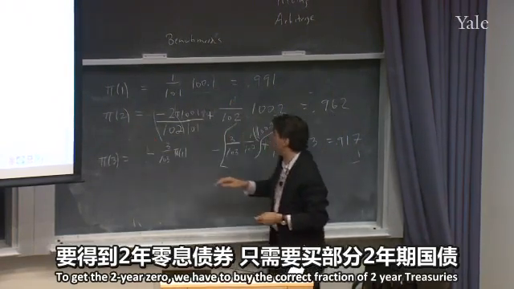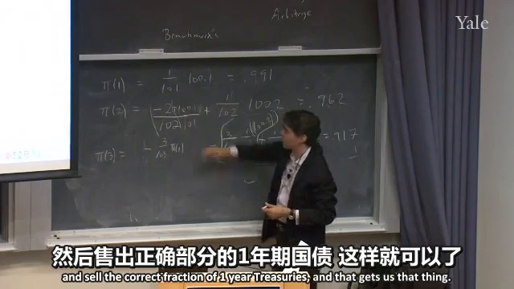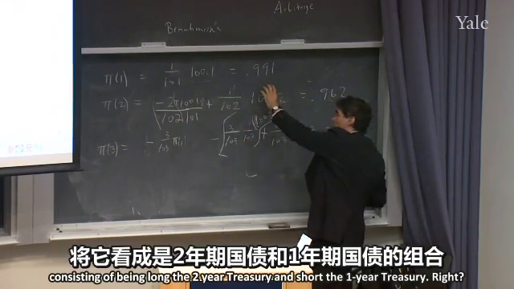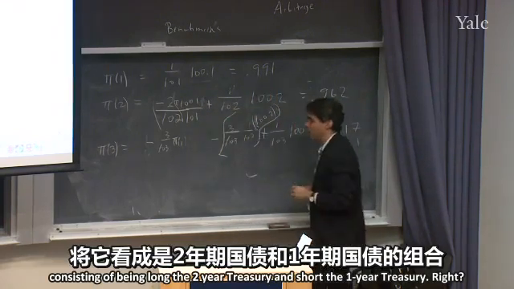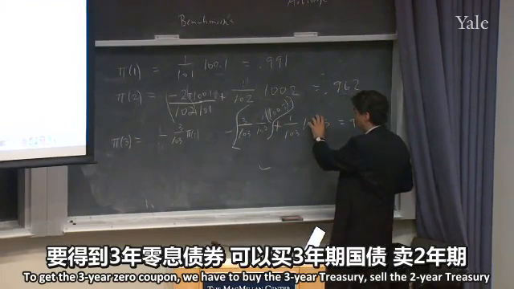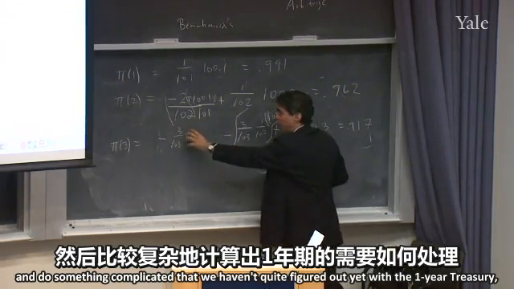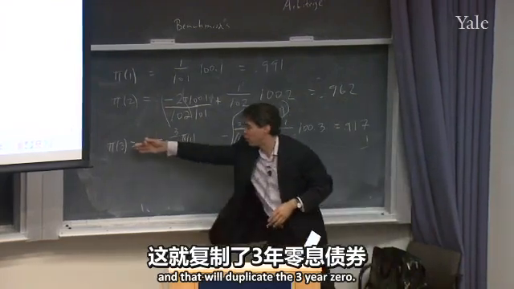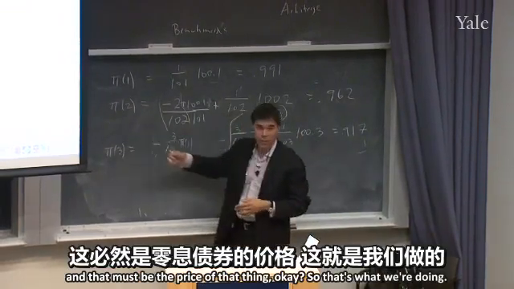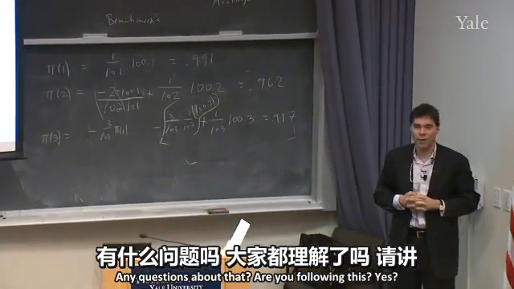To get the 2-year zero, we have to buy the correct fraction of 2-year treasuries and sell the correct fraction of 1-year treasuries. And that gets us that thing. So we've replicated the 2-year zero by a portfolio that is long the 2-year treasury and short the 1-year treasury. Right? To get the 3-year zero coupon, we have to buy the 3-year treasury, sell the 2-year treasury, and do something complicated that we haven't quite figured out yet with the 1-year treasury. And that will duplicate the 3-year zero. And then we'll just add up the cost of that portfolio that replicates this, and that must be the price of that thing. Okay, so that's what we're doing. So are there any questions about that? Are you following this or?